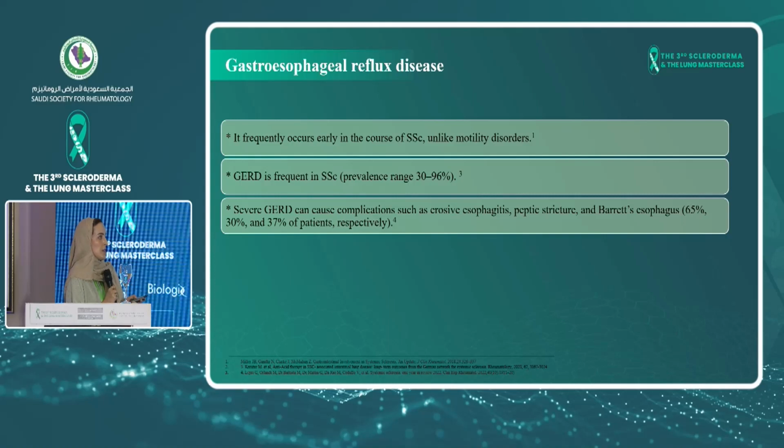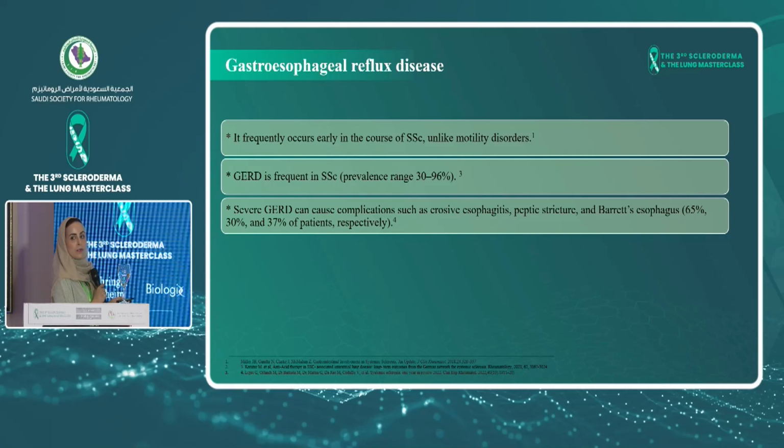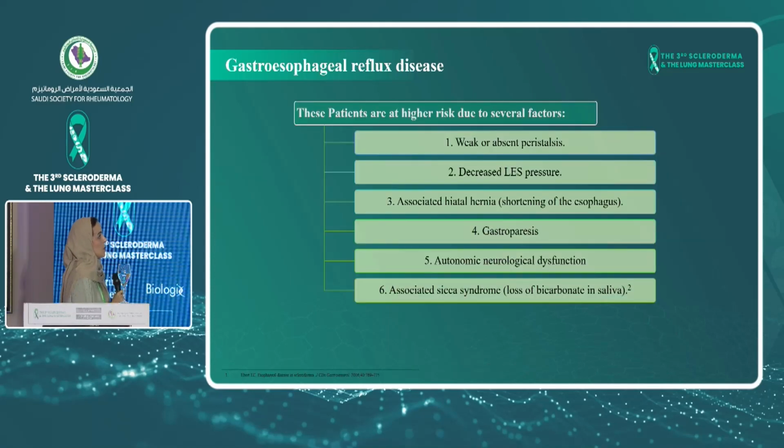What's really dangerous is Barrett's esophagus. In the normal population, the risk is 0.5%, and can reach 7% in countries with high risk of esophageal cancer. But you can see here in systemic sclerosis, the risk is 37%. So it puts them at risk of cancer on top of that, which is about fourfold the general population. So why is that?